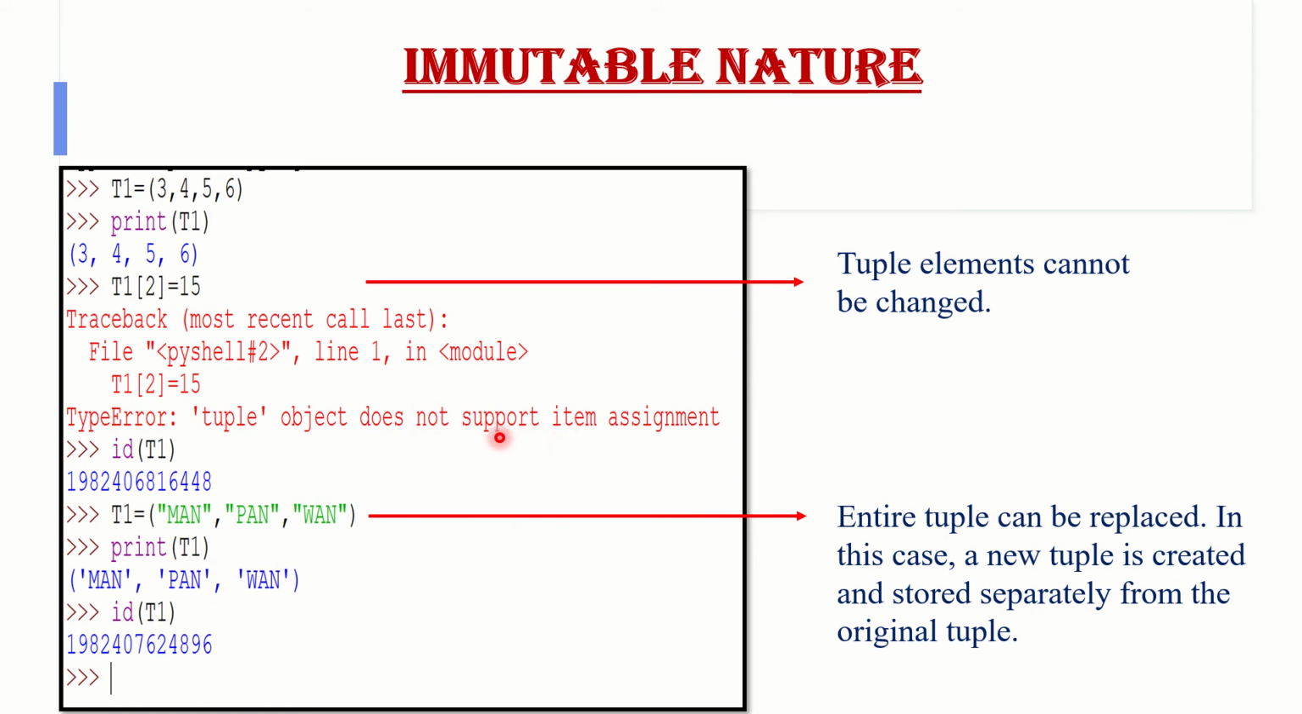What I can do is I can change the entire tuple. So I change this tuple of numbers with a tuple of strings, and that is also T1. So if I print T1, this gives me the new value. The only difference is this tuple and the previous tuple are two different tuples for Python. If you see here, I have given the ID of T1. So it is stored in this memory area, and the new tuple T1 is stored in this memory area. So if you see, both of them are different memory locations. So Python creates a new tuple and then names it T1.